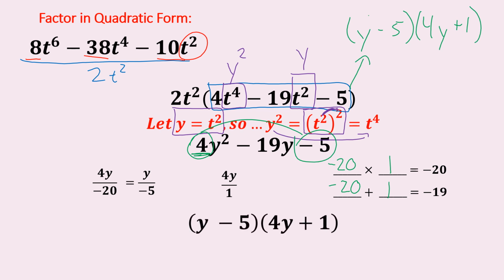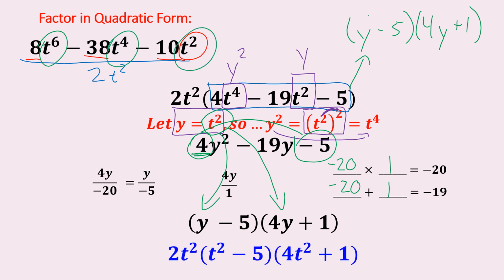As a last step, we want to take what y equaled and put it back in for the y's. Because we started out with t's, we want to finish with t's. So we want to put those t squareds back in for the y. And let's not forget our GCF, which stays out front there. So our solution would be 2t squared times t squared minus 5 times 4t squared plus 1.